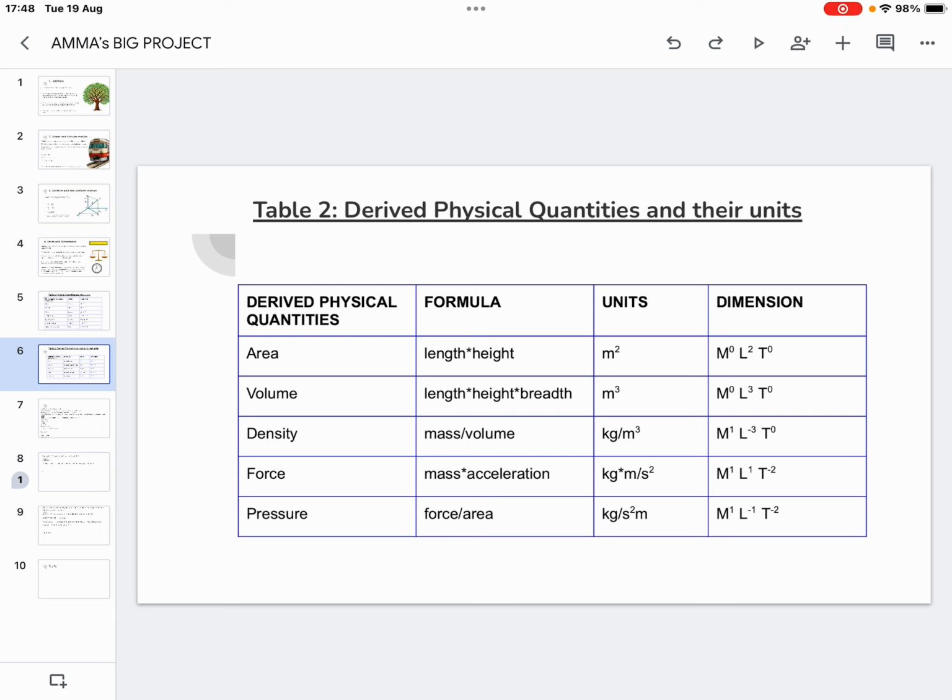Volume is length, breadth and height, that is LBH. Its unit is meter cube and its dimension is M0 L cube T0. Density is mass per volume. Unit is kilogram per meter cube. Dimension is M1 L to the power minus 3 T0.